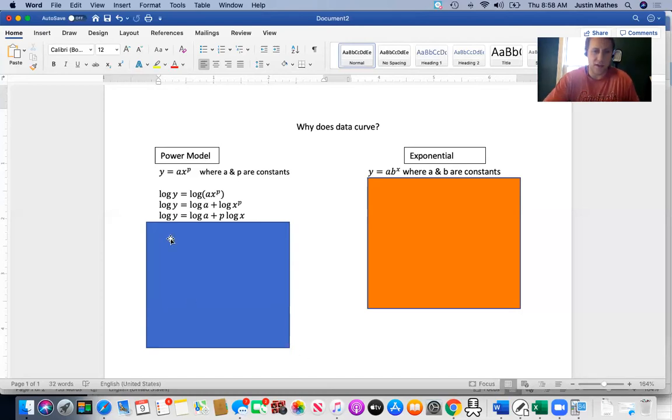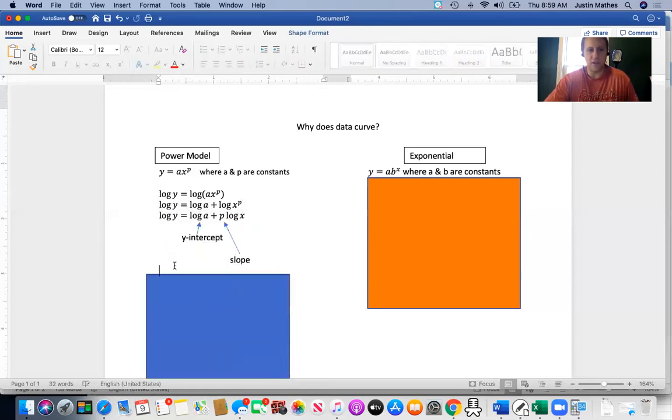So when I look at this, I had to log my y values and I had to log my x values. But log a is just a constant, and that's going to turn out to be my y-intercept. Well, p is a constant that's attached to x, so it has to be my slope. So the y-intercept is log a, and my slope turns out to be the power. That's kind of cool that the power ends up being the slope. But I had to log my x values and I had to log my y values to flatten out that data, or to make that data more linear.